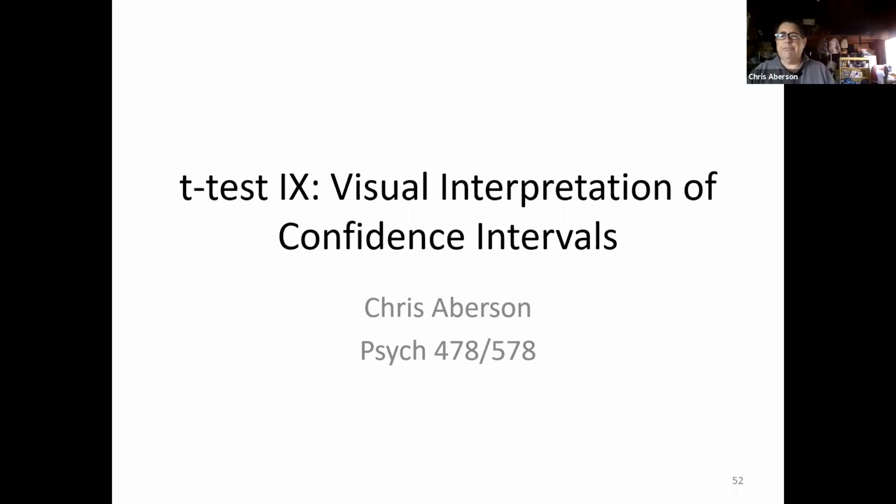This one is on interpreting confidence intervals, or more accurately, visually interpreting confidence intervals. You'll often see confidence interval graphs in research articles, so we'll talk about some strategies that you can use to better interpret them.